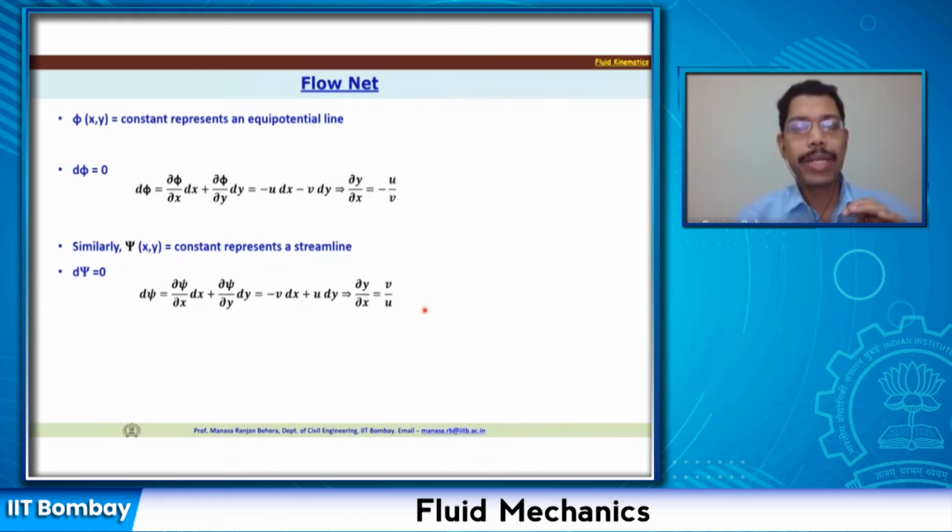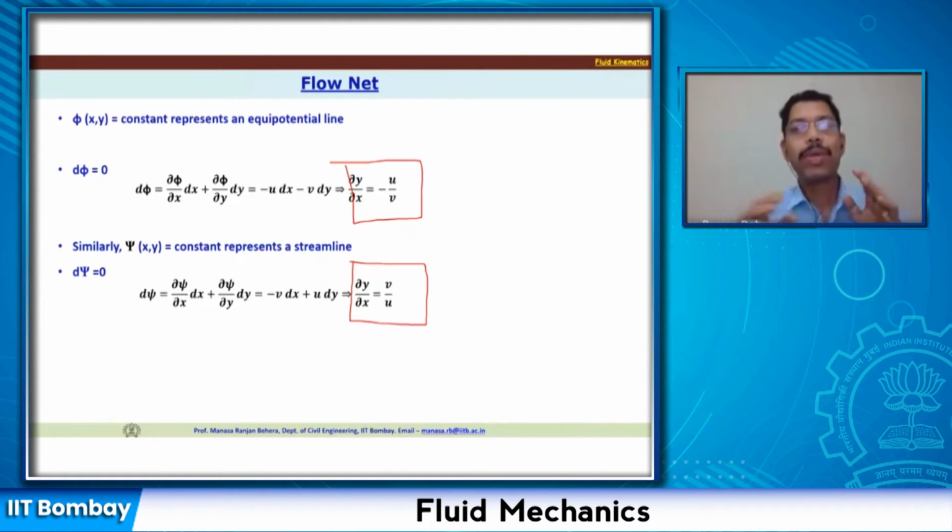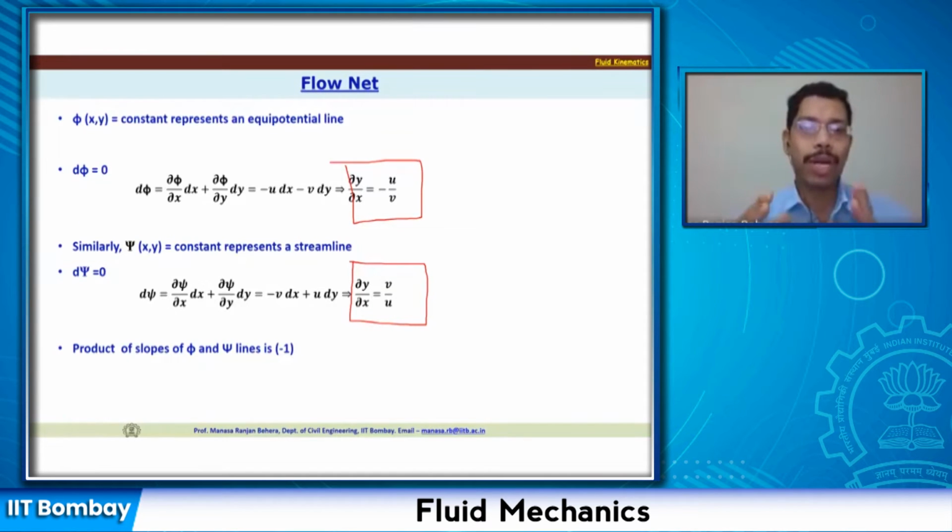All right. Now you look at these two. One is here ∂y/∂x is equal to minus u by v, and another is here ∂y/∂x equal to v by u. We know that these are two different lines, the equipotential line and the streamline. Now let us take the product of these two slopes. What will happen to the product? They will give you a value equal to minus 1. The product of the slopes of the phi and psi lines is going to give you minus 1. And mathematically, what is the property of that?